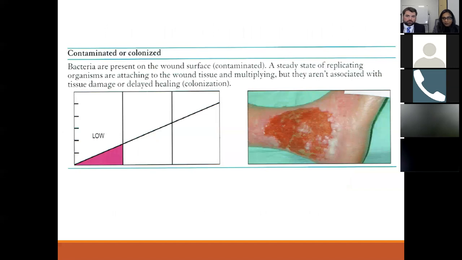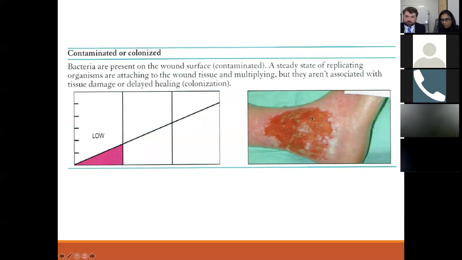And then we kind of wanted to dive a little bit deeper. Yes, so this is contaminated or colonized. If you look at this wound, it's kind of hard to tell sometimes with wounds, is it infected or not? Is it just contaminated or colonized? So bacteria present on the wound surface, so it's contaminated. All wounds are considered contaminated. A steady state of replicating organisms, but not associated with tissue damage or delayed healing, is colonization.